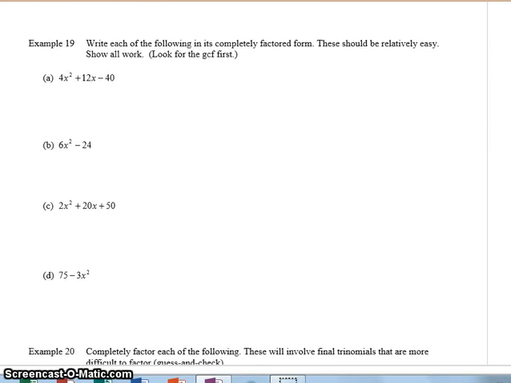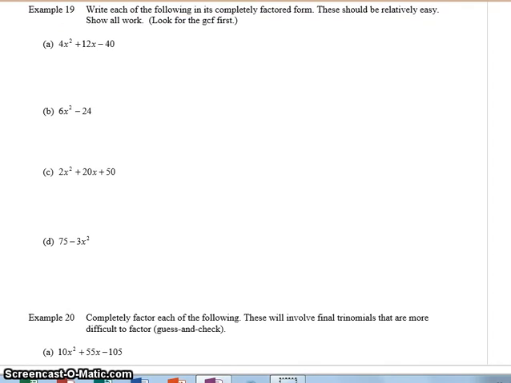So moving on to 19. Write each of the following in its completely factored form. Guys, when you see factor completely, it usually means there are 2 steps. So you're going to do a GCF, then a DPS. Or you're going to do a GCF, then a trinomial. Or a GCF, then a slip and slide, which is still a trinomial. So we're going to do that. So always run your GCF first.